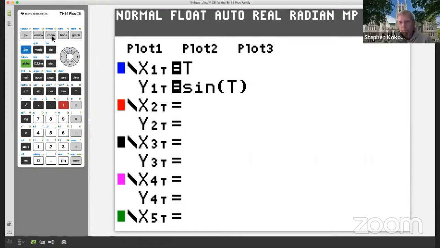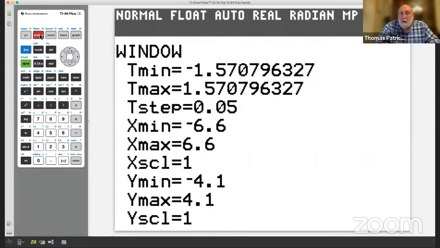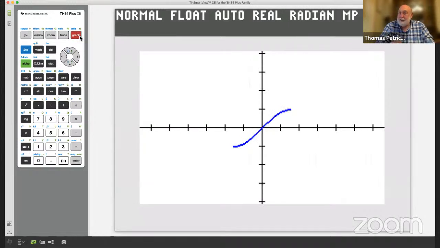Cool. And I'm going to go to my window. And oh, it looks like I already had this set up. Notice that I've got minus pi over 2, positive pi over 2 as the stretch of t values that I'm going to use. Okay. Yep. So let's take a look at this graph. And there it is. There's just that piece of the sine graph.